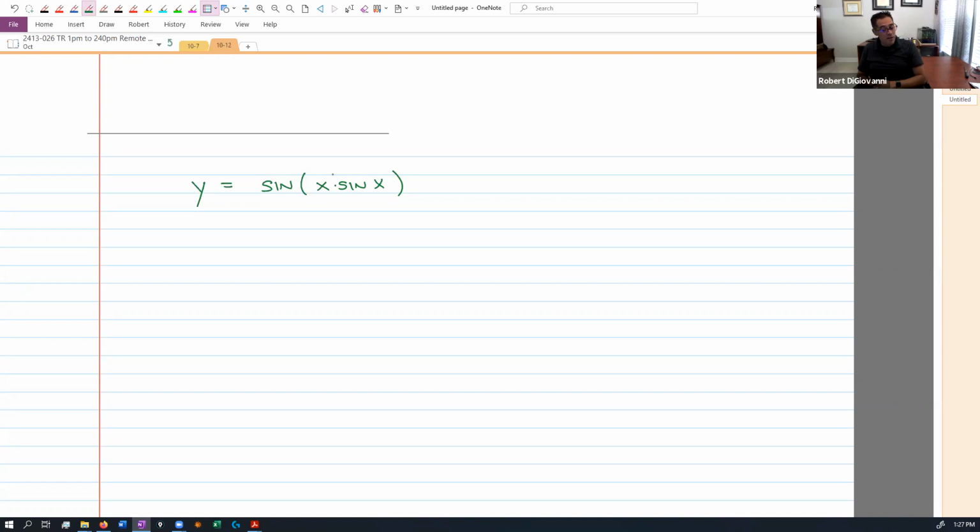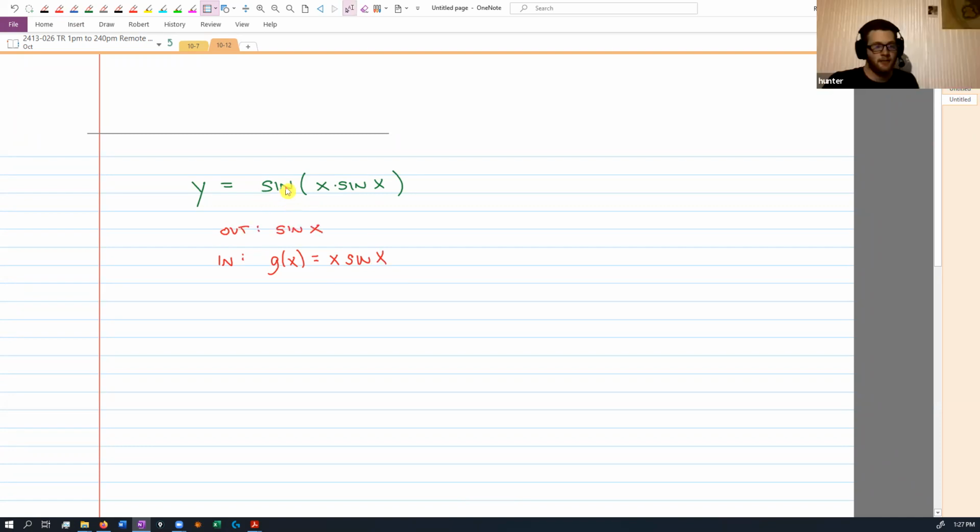All right, so this looks a little bit crazy because we have not had this before, right? Everything's been pretty much two functions. Well, it still is. There's an inner and an outer here. The inner one is the x sine x, call it g. The outer one is the sine x, isn't it? So f of x is sine x and g of x is x sine x. I forgot to put f of x.